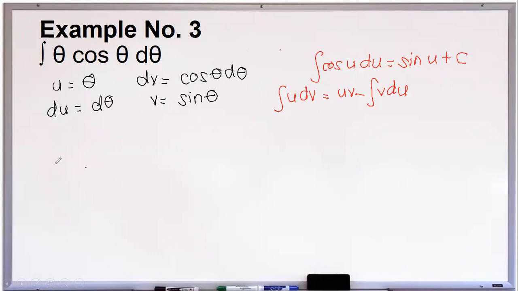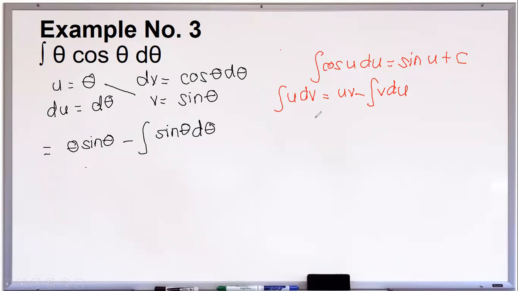Okay, apply na natin si integration by parts dito. uv, u times v. So magiging theta sine theta minus the integral of sine theta d theta. Okay.